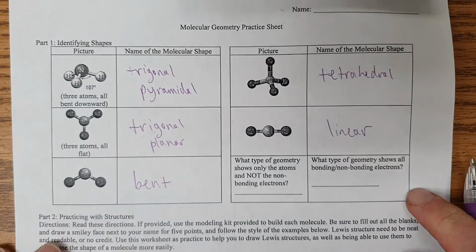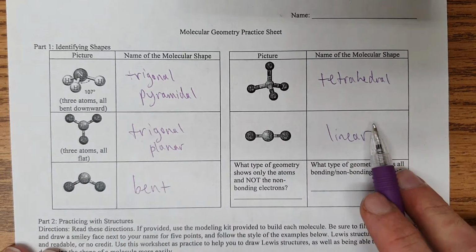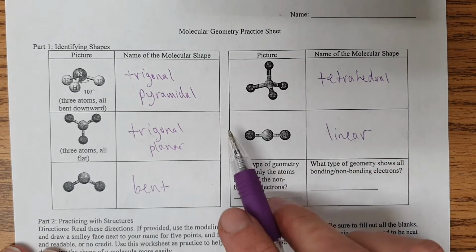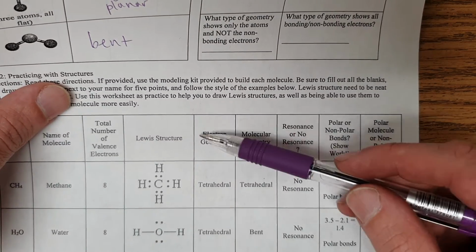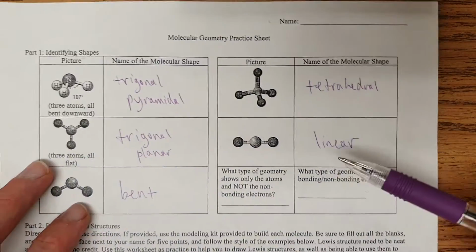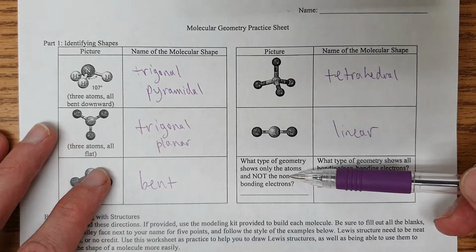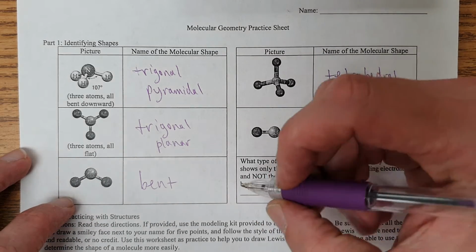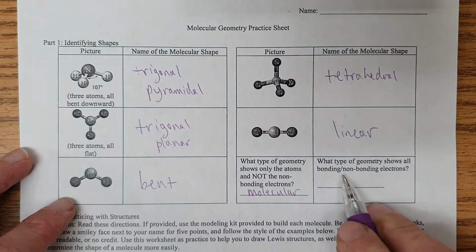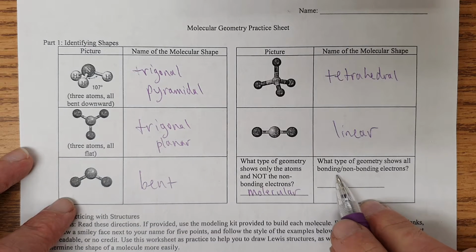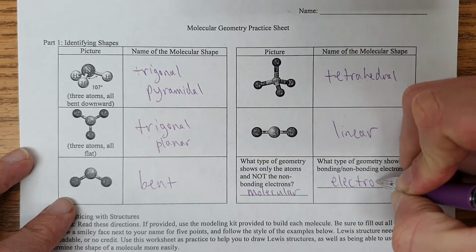Furthermore, it's important for anybody doing this worksheet to understand that if we ask you for the shape of something, it depends. When I say the shape, I mean the geometry of something. So when we say molecular geometry, we mean molecular shape. When we say electron geometry, we mean electron shape. If we're talking about the atoms and not the non-bonding electrons, then you're talking about molecular geometry. And if you're talking about the kind of geometry that involves only the electrons, you don't care about the atoms, you're just looking at the bonding and non-bonding electrons, you're talking electron geometry.